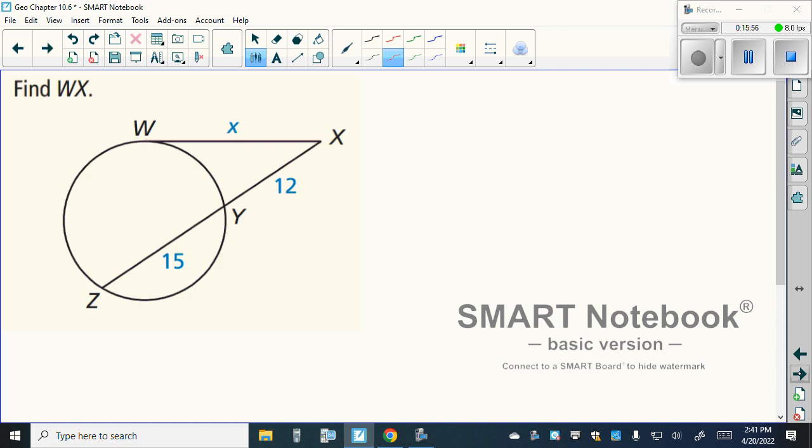So we're not going to worry about that next one. And we're going to look at this one here. So we're going to skip the one that's finding RS, and we want to find WX. So this line segment here, W to X, is going to be the tangent because the line segment does not intersect inside the circle. And according to the theorem, this line segment's length is going to be squared. And it's equal to the exterior of the secant line times the whole.